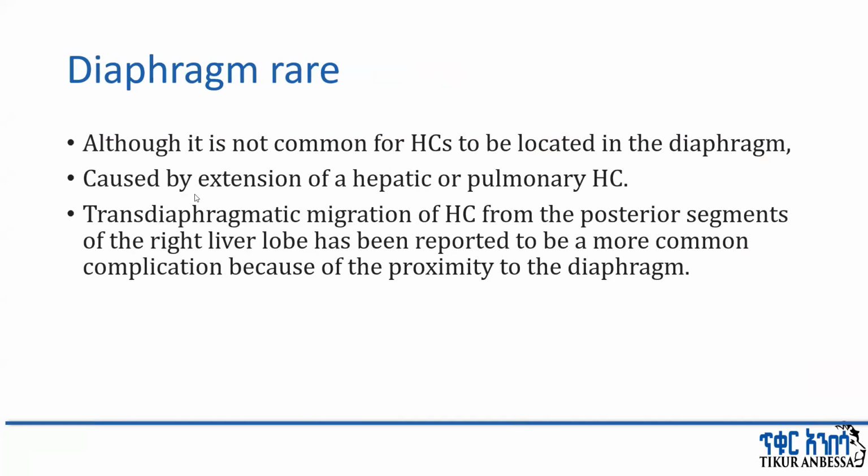The diaphragm is not exempt either, although it is not common for hydatid cyst to be located in the diaphragm. It cannot be excluded, caused by extension of hepatic or pulmonary hydatid. It can come from the lung or from the liver. Transdiaphragmatic migration of hydatid from the posterior segment of the right liver lobe has been reported to be a more common complication because of the proximity to the diaphragm.